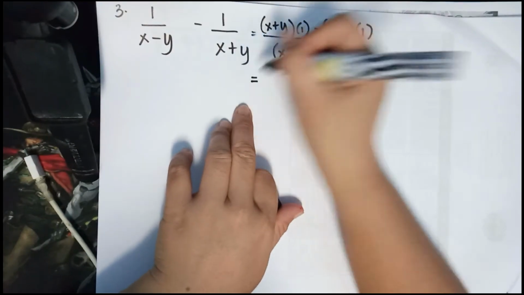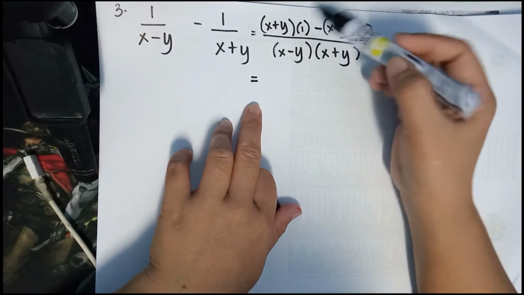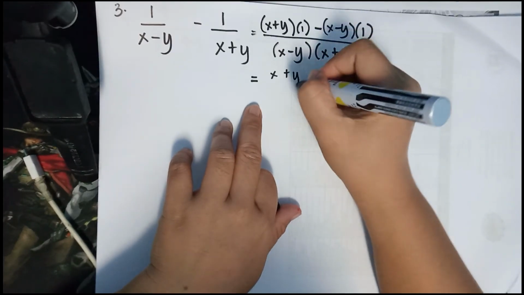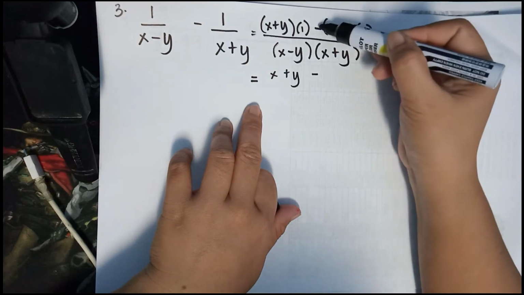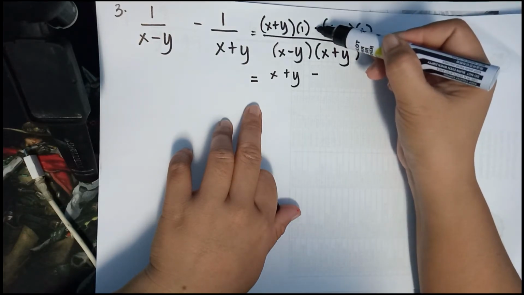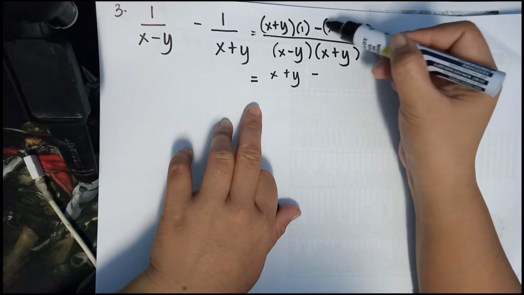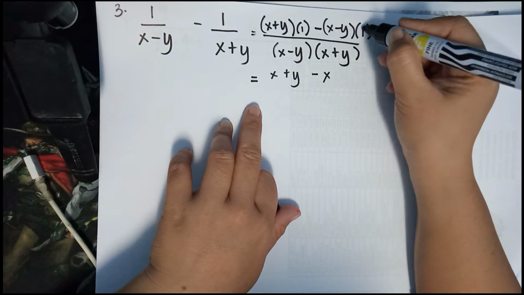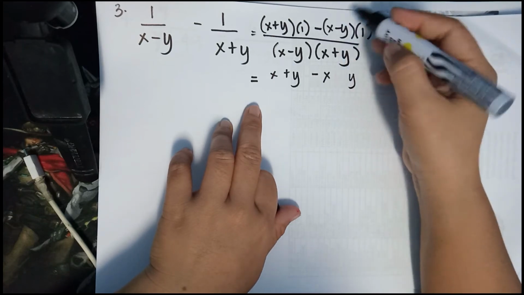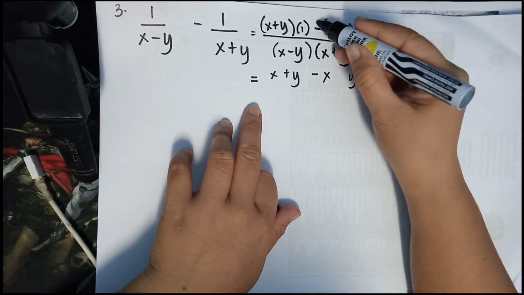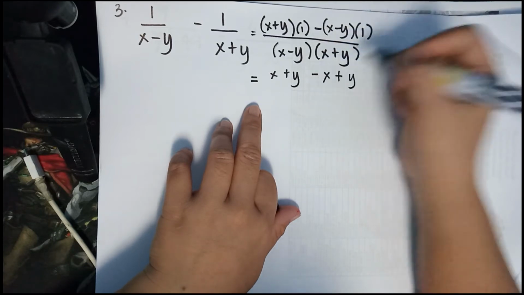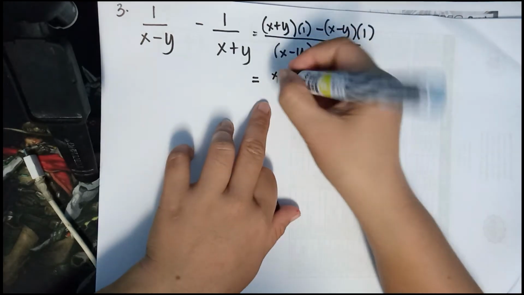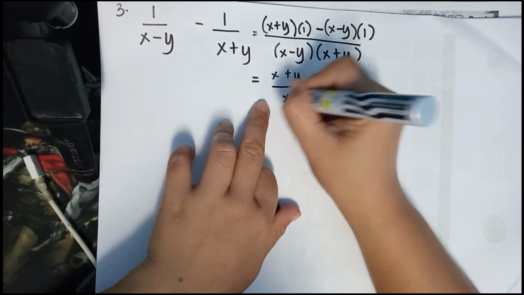Next, apply the distributive property. x times 1, x, plus y times 1, y, minus, since this is subtraction, the sign will change. 1 times x, we have x. Next, 1 times y, we have y. But since this is subtraction, change the sign, that will become addition, because negative times negative is positive. Over, copy the denominators.